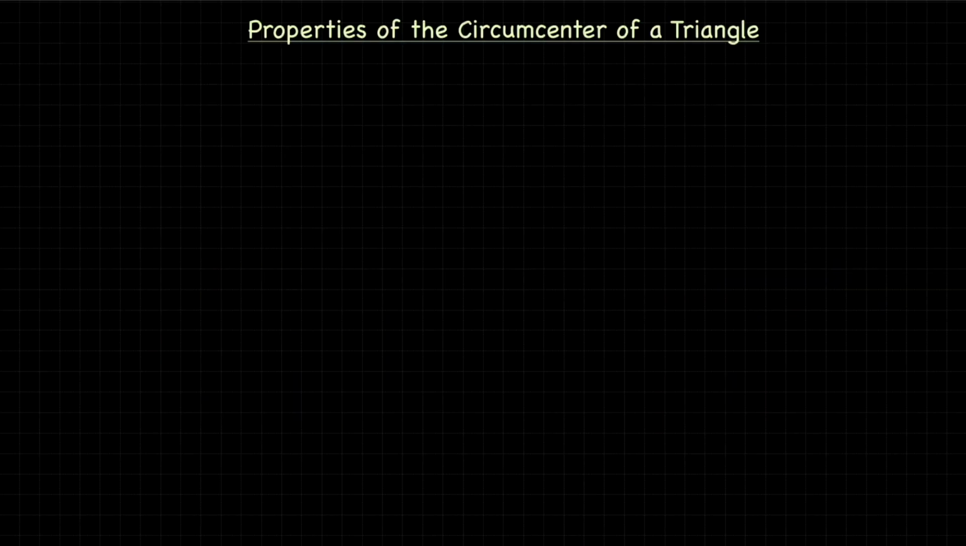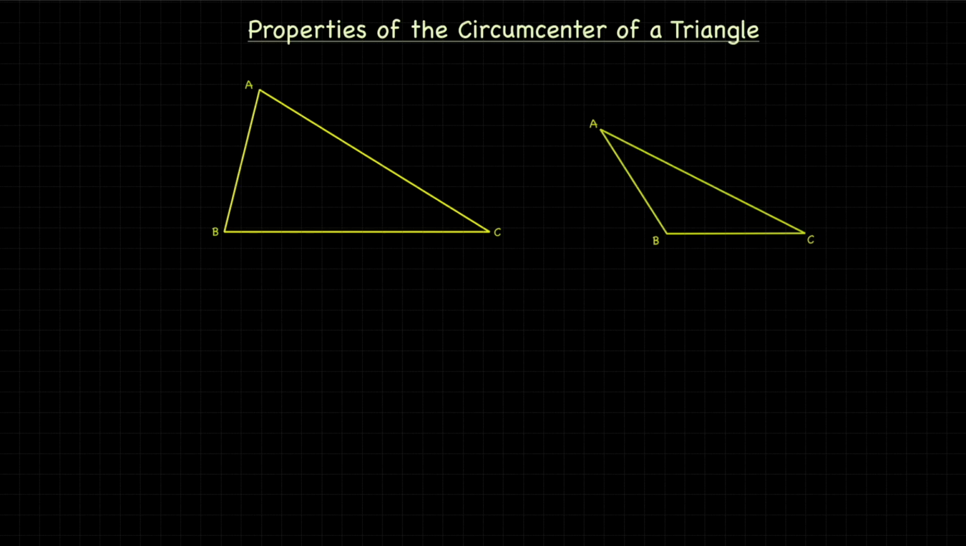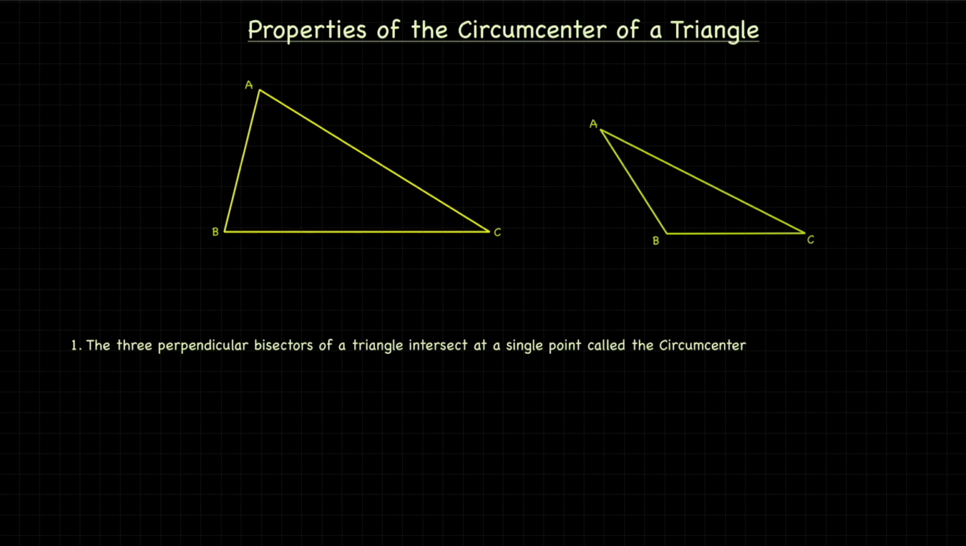In this video, I'm going to describe and prove some properties of the circumcenter of a triangle. Consider triangle ABC on the left, which is acute, and on the right, an obtuse triangle. The first property that we're going to prove is that the three perpendicular bisectors of a triangle intersect at a single point, and this point is called the circumcenter. In this example, the point O highlighted here is the circumcenter.